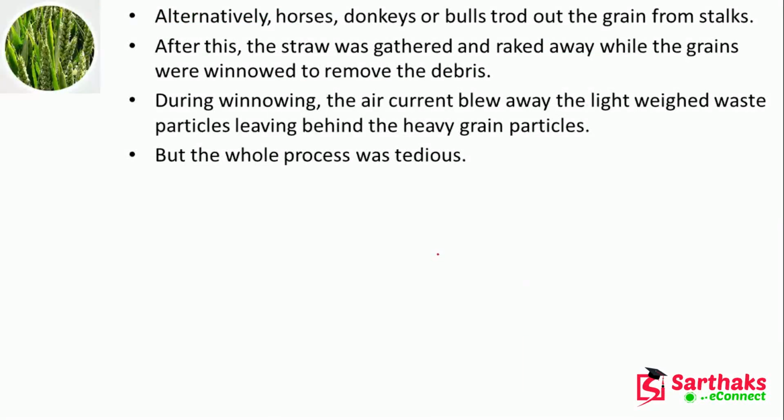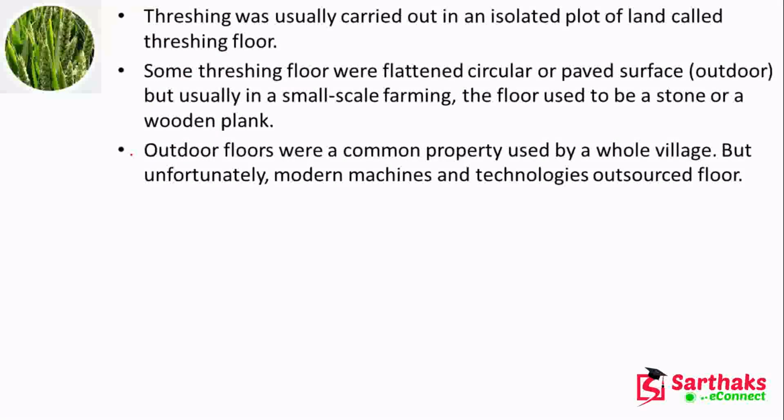Now horses, donkeys and bulls trot out the grains from the stalks. That is the traditional method. After this, straw was gathered and raked away while the grains were winnowed to remove the debris. During winnowing, the air current blew away the lightweight waste particles, leaving behind the heavy grain particles. The whole process is very tedious, and at the end of the day you get only a small amount of crop. So there is huge work. We have to use some other method.